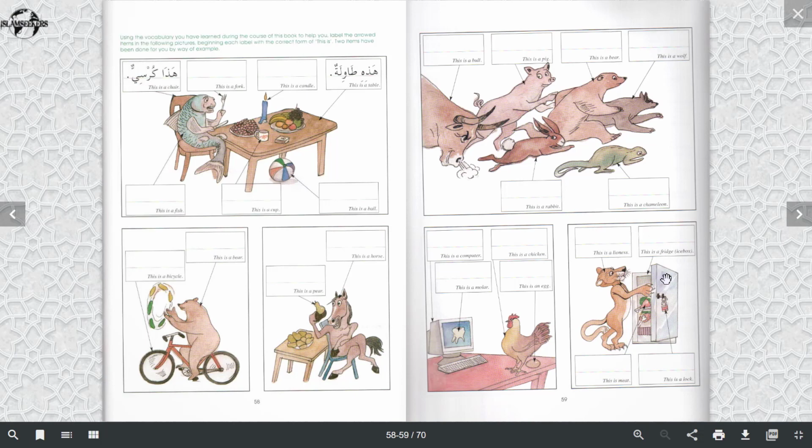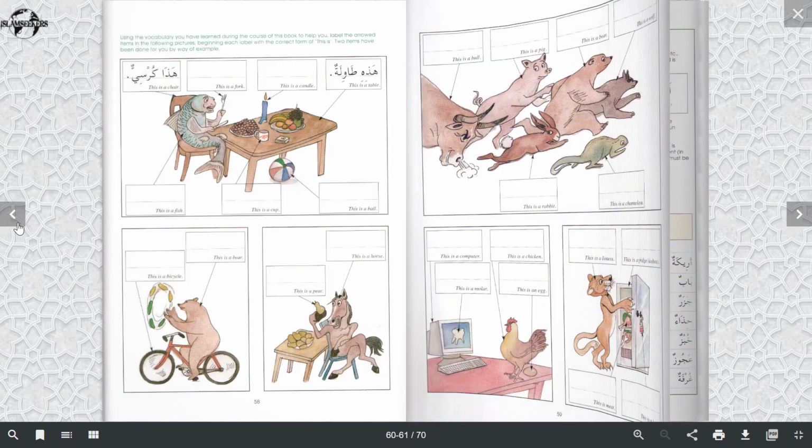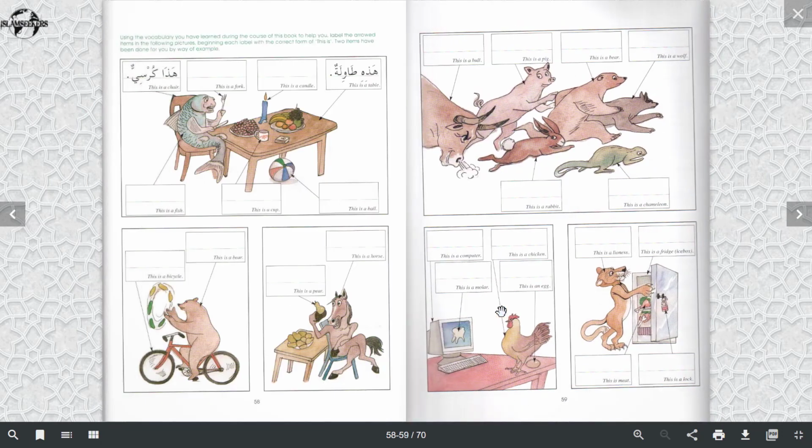This is a fridge or an icebox. هذه ثلاجة. This is a lioness. هذه لبوة. This is a lock. هذا قفل. This is meat. هذا لحم. This is a chicken. هذه دجاجة. This is an egg. هذه بيضة. This is a computer. هذا حاسوب. This is a molar tooth. هذا ضرس.